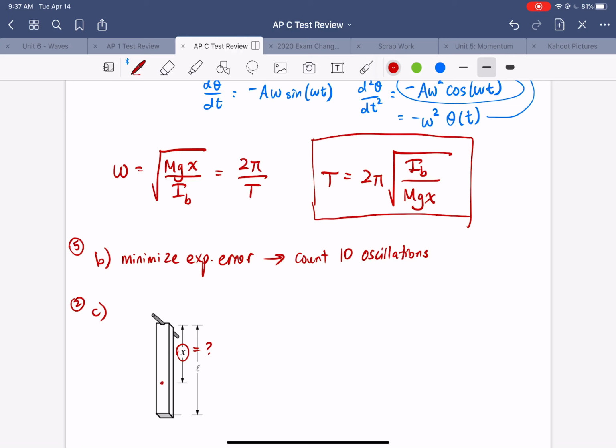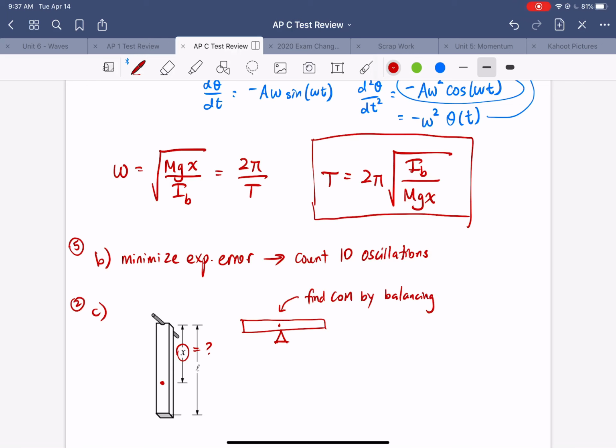So one thing we know about the center of mass of an object is that an object should balance on its center of mass. So really all you need to do is grab a fulcrum, place this bar on top of the fulcrum, and then shift it around until you find the point where it balances. That will give you the location of the center of mass.